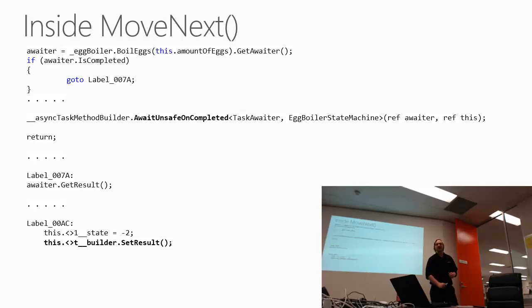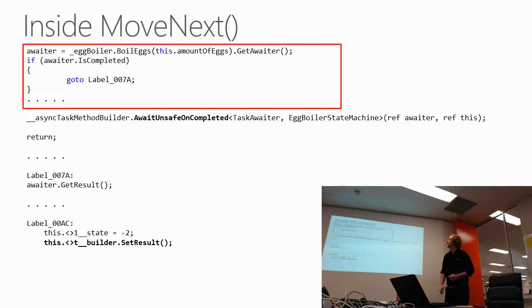So let's talk about what happens inside the state machine. I've taken out a couple of code samples here. The first thing that's important to notice is that we actually execute the method boolX inside our state machine, and we send a reference to the amount of eggs that we have inside our structure. We know this is going to return a task, so we ask for the awaiter on the task. And the first thing that happens after that is that we check if the task is already completed.